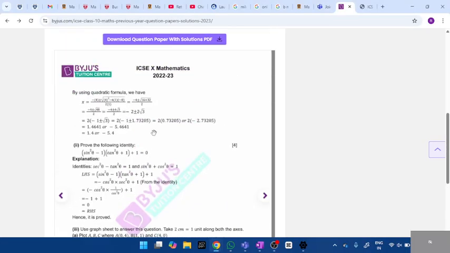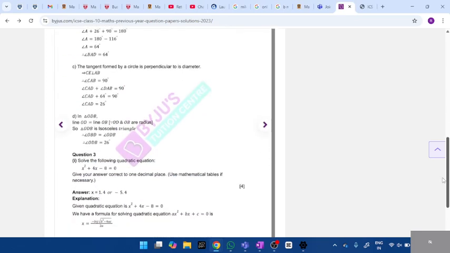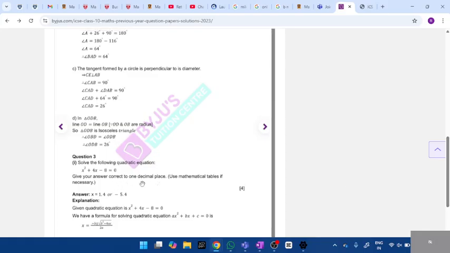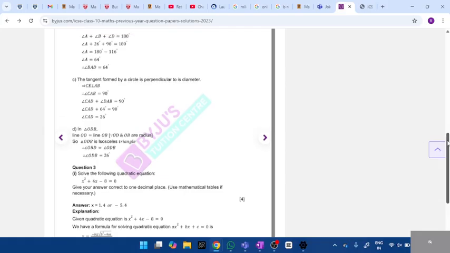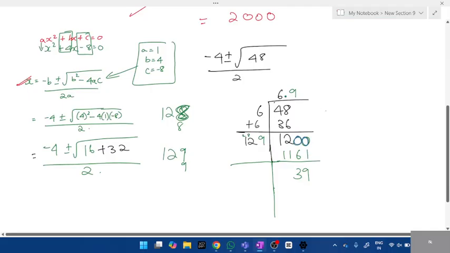In this question, what they've asked is, solve the quadratic equation. Give your answer correct to how many decimal places? One decimal place, right? Corrected to one decimal place. So what we'll do is, we'll just keep it as 6.9.